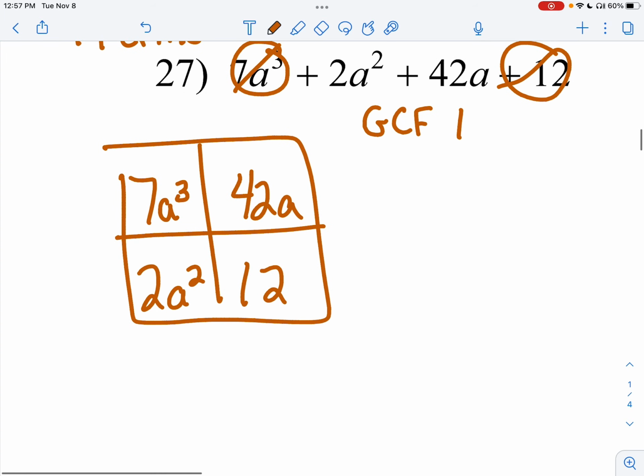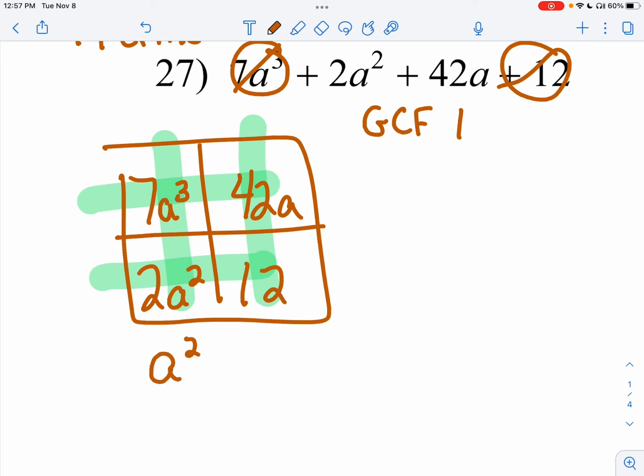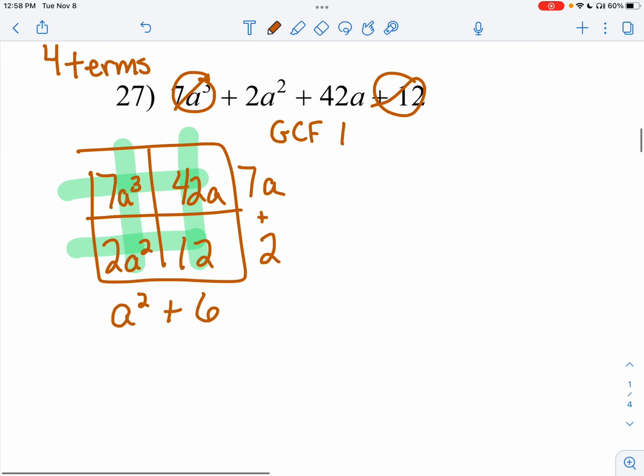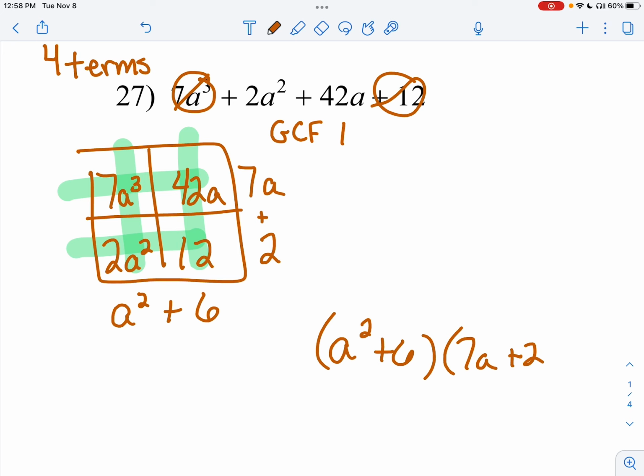All right, I'm going to do GCF, GCF, GCF, GCF. All right, so GCF of 7 and 2 is 1, but they both have a squared. 42 and 12, let's see, that's going to be 6. 6 times 7, yes, so plus 6. GCF of 7 and 42 is a 7, and they each have an A. And GCF of 2 and 12 is a 2, and they don't both have an A. So when we factor this, we get a squared plus 6 and 7a plus 2.